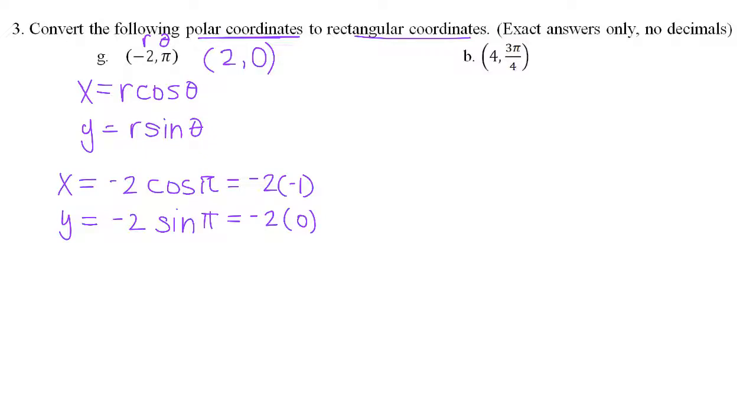Okay, let's try part B then. So X is going to be 4 cosine 3 pi over 4, right? Is that okay? So let's go ahead and evaluate that. So that means that's 4 times. All right, so what is cosine of 3 pi over 4? Y'all look at your unit circle. You're going to have to do that. Negative what? Root 2 over 2. Negative root 2 over 2.